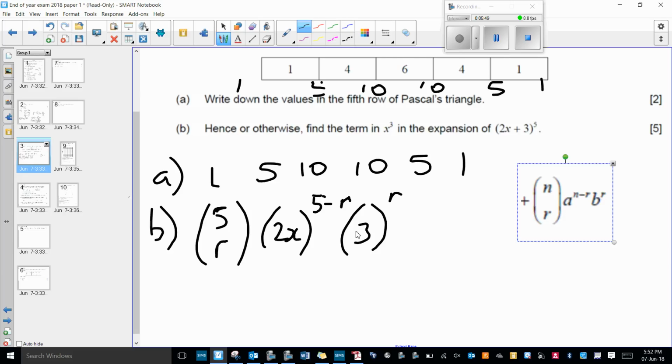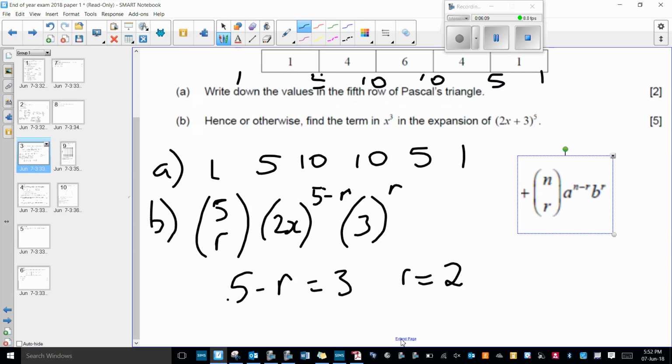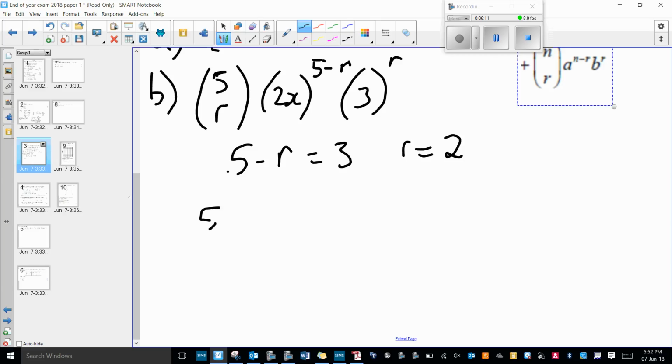Alright, so if we're trying to find the term with x cubed, there's only one expression here that has x in it, so we know that this power up here has to be 3. So we know that 5 subtract r has to be 3, so r has to be 2. So we are then finding 5C2, (2x) all cubed, 3 to the power 2.